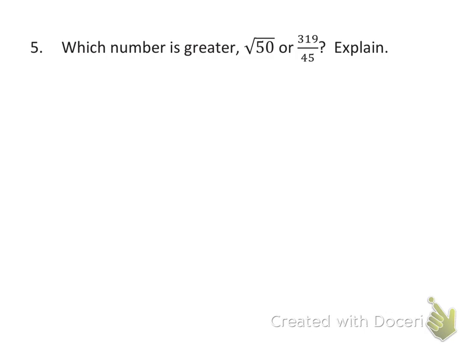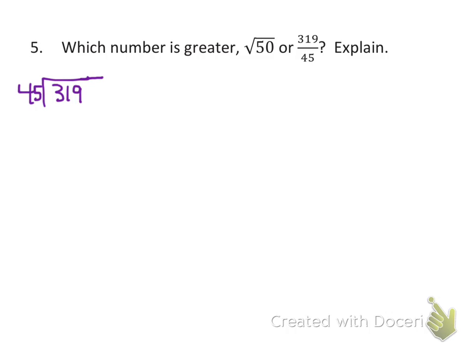Which number is greater, the square root of 50 or 319/45? Okay, so this one's getting a little bit trickier, and we are going to need to do a little bit of calculating on this one. So let's start with the rational number, 319/45. So this is 319, and I'm just going to use long division. 319 divided by 45.